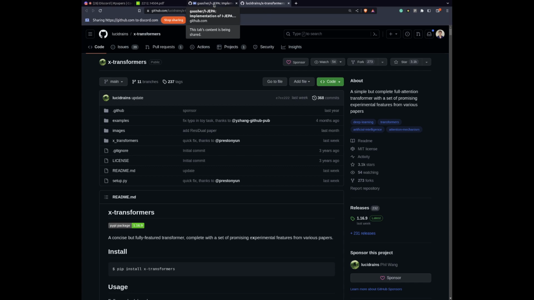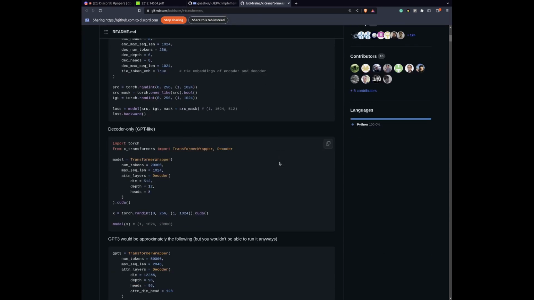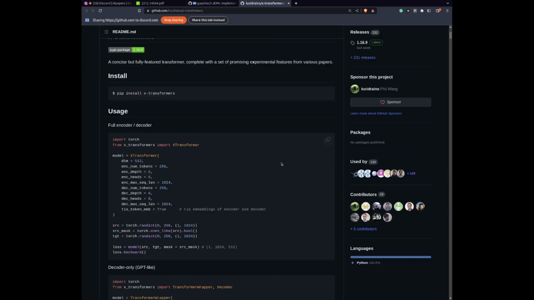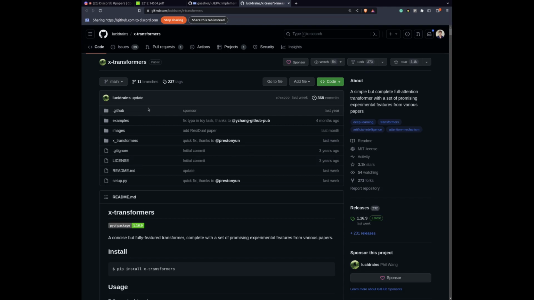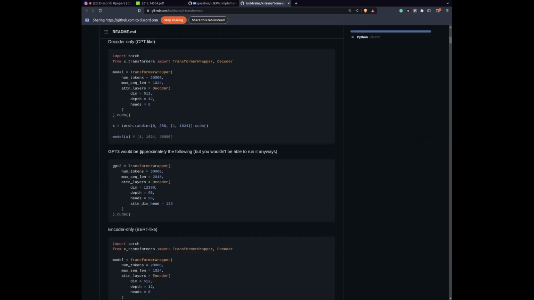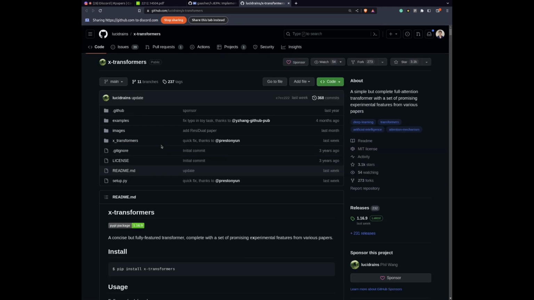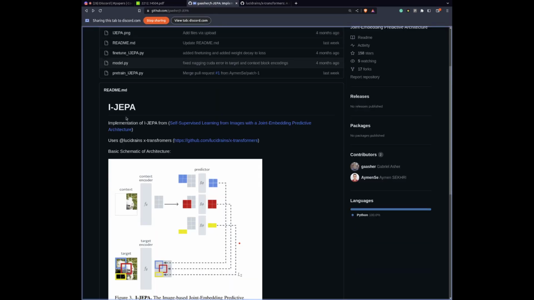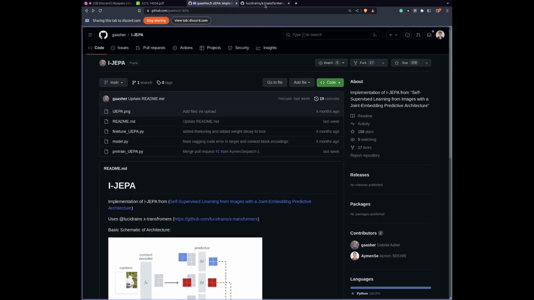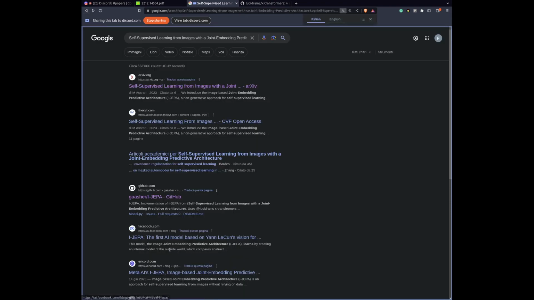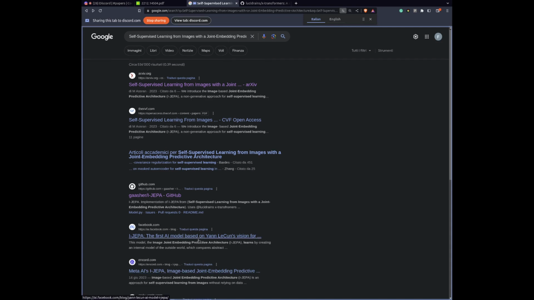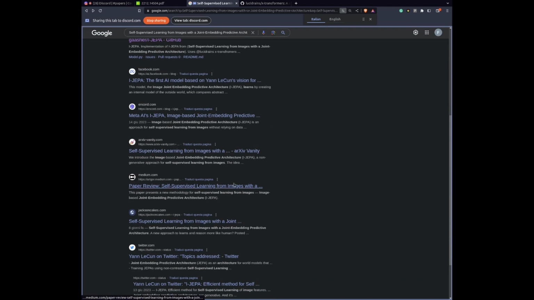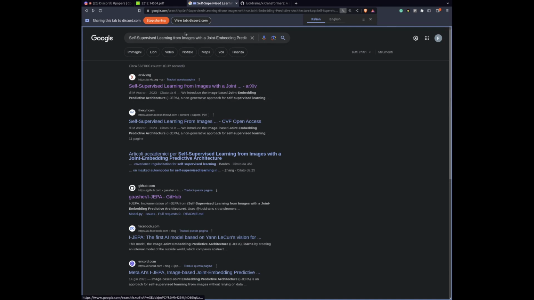Okay. So this is the good one. Lucid Rains' X-transformers, let me see. Is it from Meta? No, this is the original implementation, but not from Meta. Wait. GitHub Meta I-JEPA. I cannot find it. Oh, I found it. Nice.